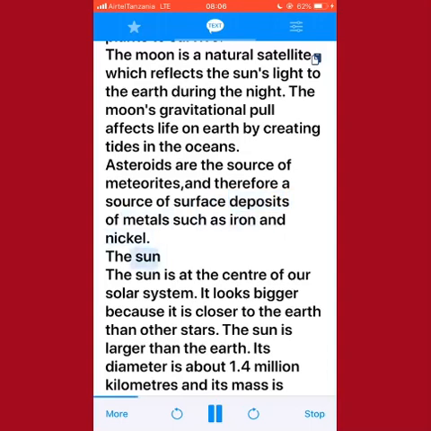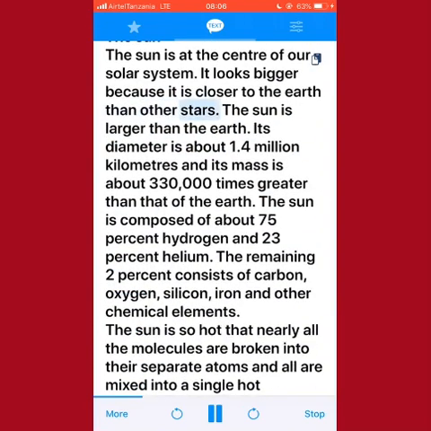The Sun. The Sun is at the center of our solar system. It looks bigger because it is closer to the Earth than other stars. The Sun is larger than the Earth. Its diameter is about 1.4 million kilometers and its mass is about 330,000 times greater than that of the Earth. The Sun is composed of about 75% hydrogen and 23% helium. The remaining 2% consists of carbon, oxygen, silicon, iron and other chemical elements.